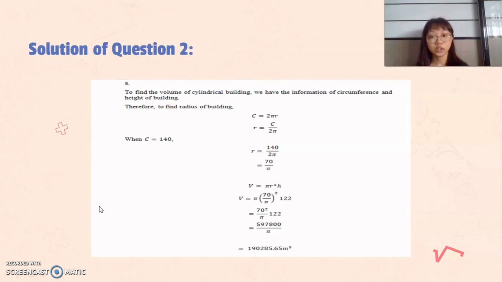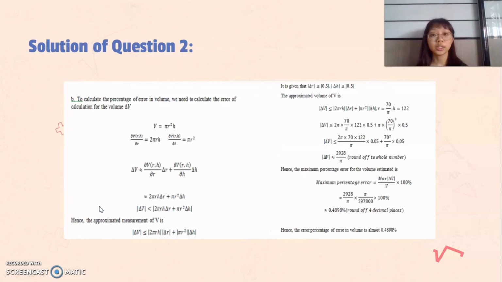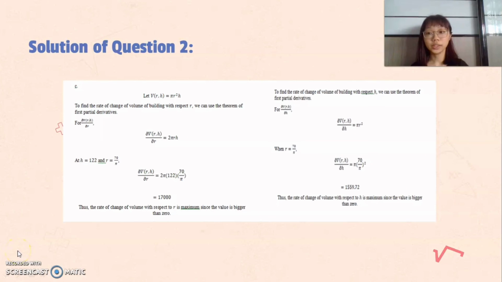For question A, to find the volume of the cylindrical building, we have the circumference and the height. To find the radius, we get r equals 70 over pi, and then the volume is 190285.65 cubic meters. To calculate the percentage of error in volume, we need to calculate the error of the calculation. We differentiate the volume with respect to r and with respect to h. After totaling these two, we get the approximated measurement of V, and then the maximum percentage error for the estimated volume is 0.4898%.